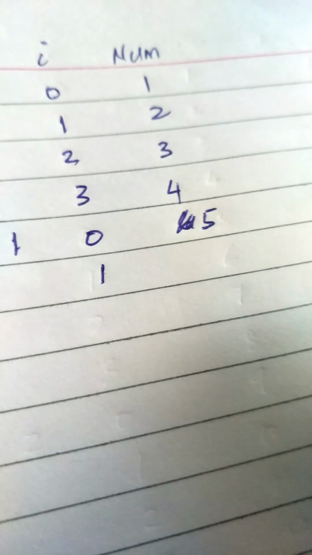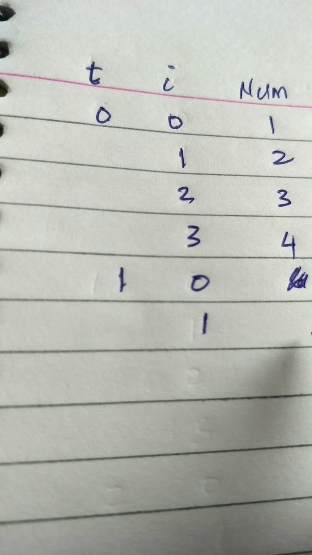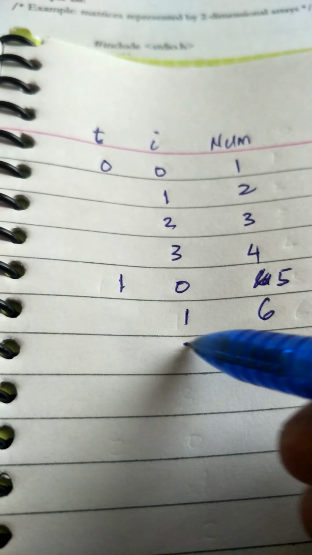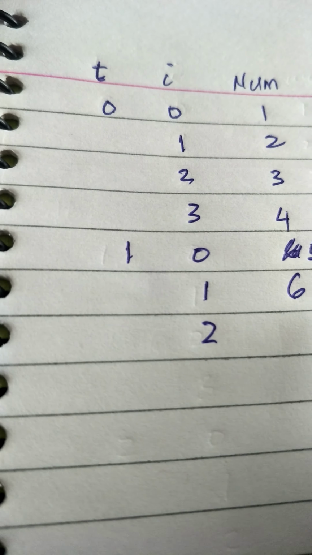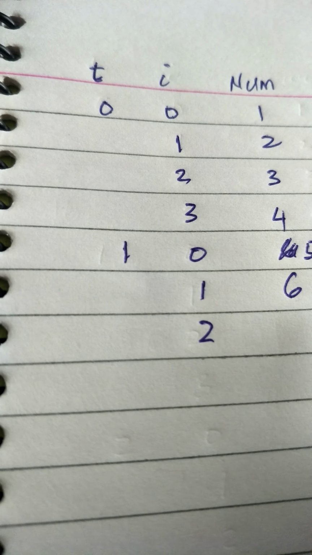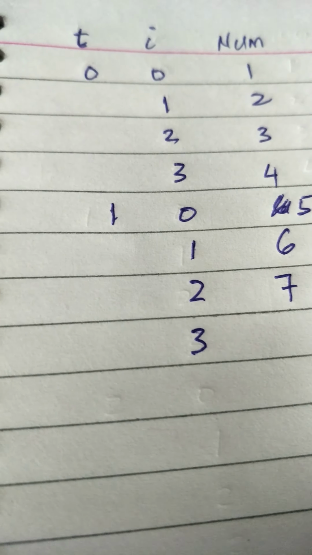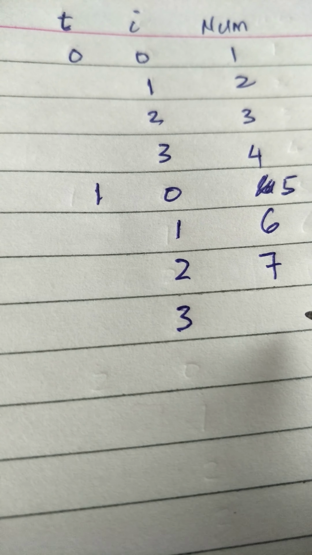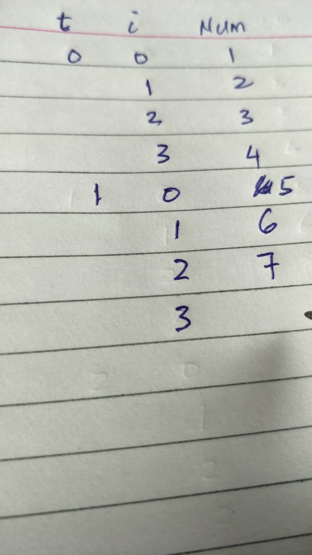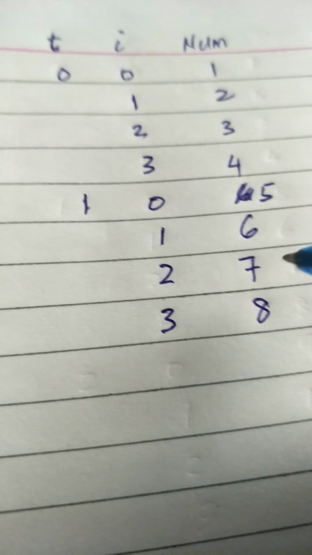Then increase I to 1. So we have 4 times 1 plus 1 plus 1, that gives you 6. Then increase I to 2: 4 plus 2 plus 1, 7. Then increase I again to 3: 4 plus 3 is 7, plus 1, 8. Then I is equal to 4.